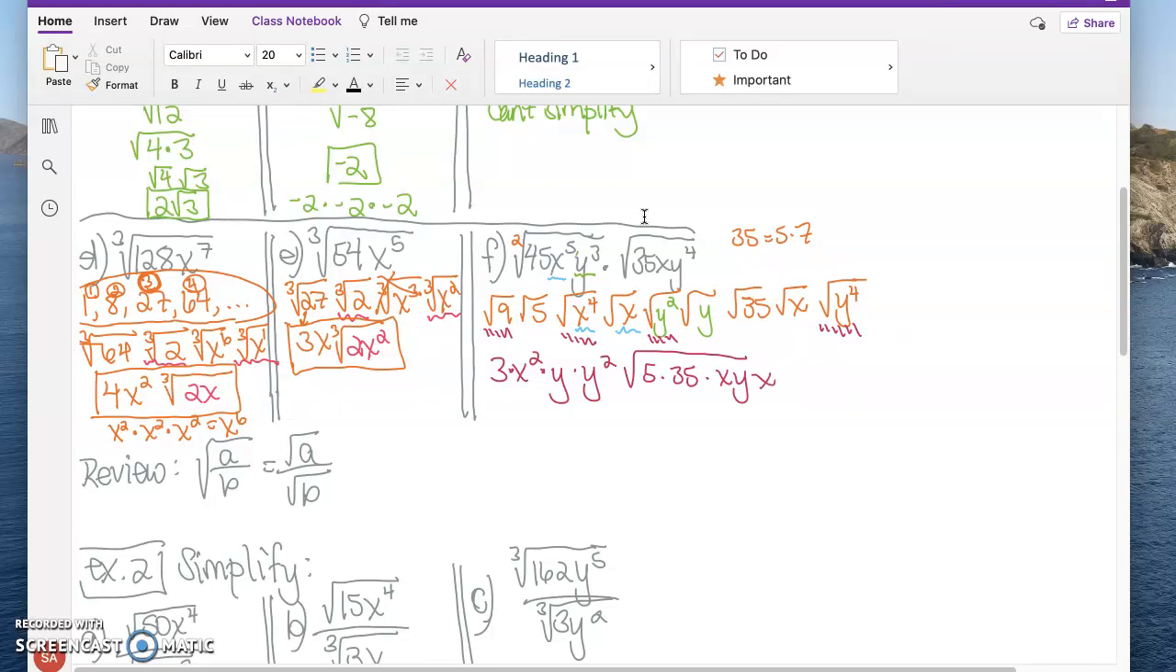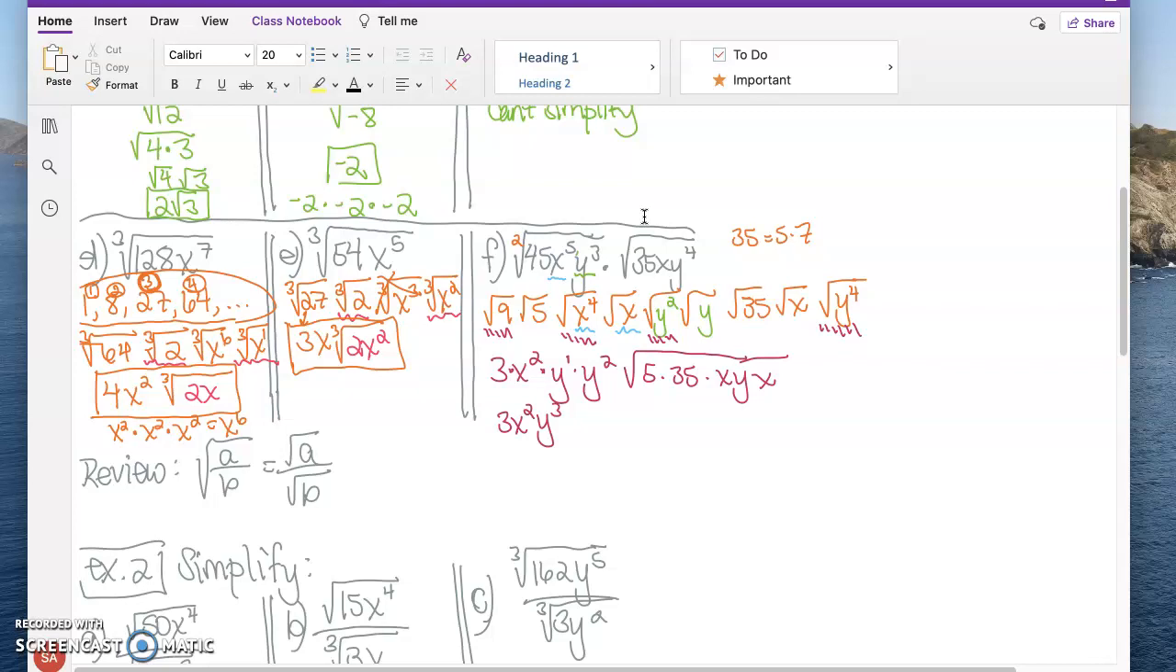So just scroll through and make sure we got everything. And we did. So this is 3x squared y to the 3rd. Remember, reviewing properties of exponents, we add the exponents, 1 plus 2 on the y. Now, we've got a little bit more work to do.